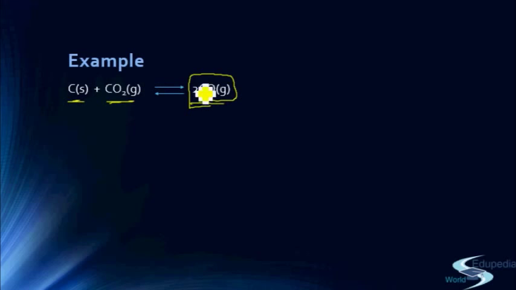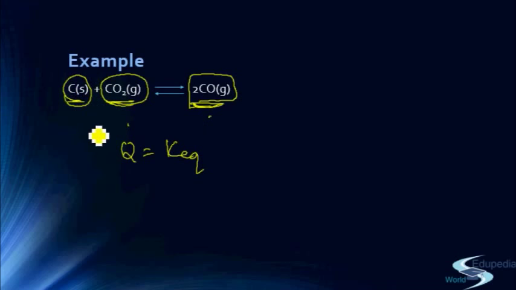This is a system. Let's assume that right now it is at equilibrium. So what will happen if I change the concentrations now? It's pretty simple. If I increase the concentration of carbon monoxide, my reaction will shift in the backward direction. Whereas if I increase the concentration of carbon dioxide, it will shift in the forward direction. But what about carbon? What happens if I change the concentration of carbon?